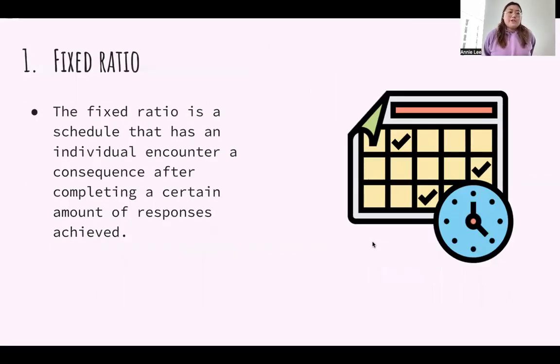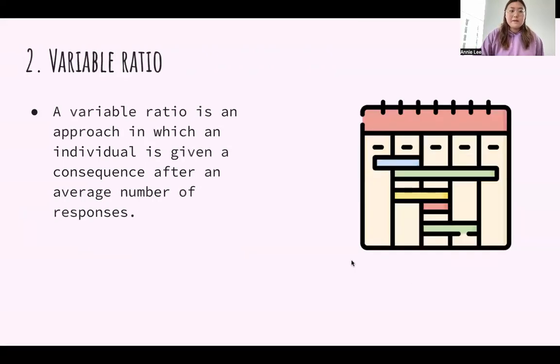A fixed ratio is when students set up a schedule so that the consequence happens once they reach a certain number of completed responses. A variable ratio is when students are given a consequence after a calculated average number of responses.